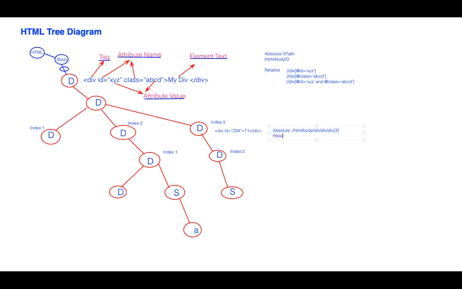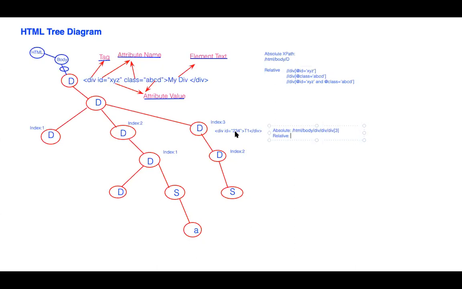Now if I try to write a relative XPath for this, how will I write it? As I already said, relative XPath is basically used to avoid writing the parent structure. In this case, I don't have to write the whole HTML body div 3. Why? Because I already have a property called ID 234, which in this case I'm assuming is unique. If it is not unique, maybe you have to first find the parent of it, and then you will be able to find it. But in this case, ID is 234.